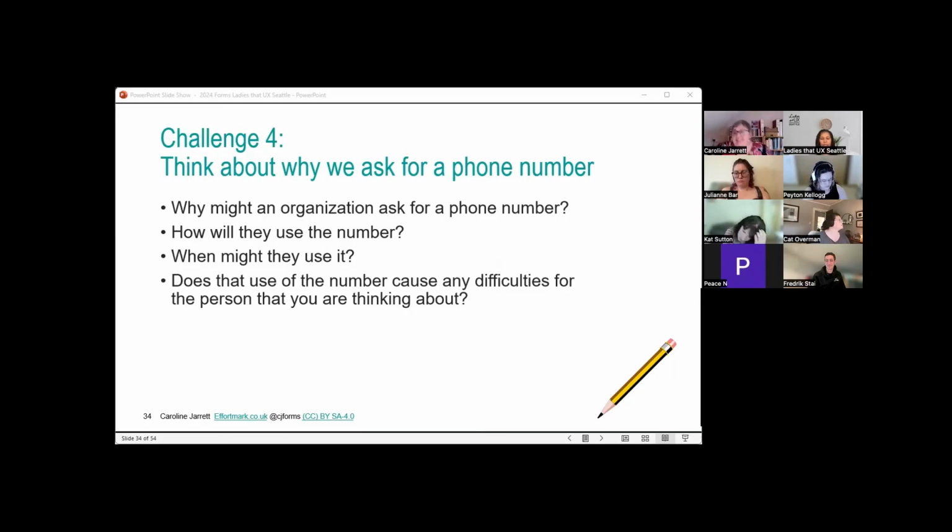To verify identity, yeah. Two-factor authentication, yeah. And then sell our data to data brokers. No wonder we're all worried about giving out our phone numbers. SMS alerts, that's another one, another great one.